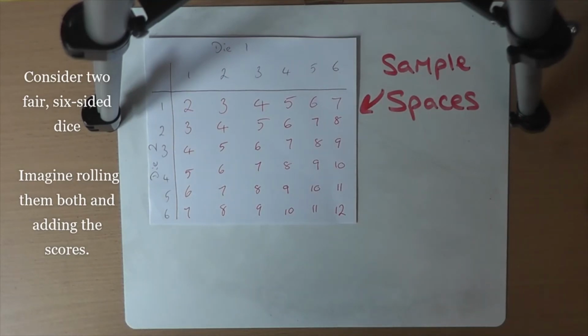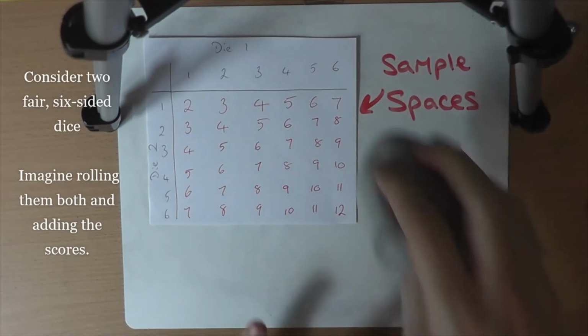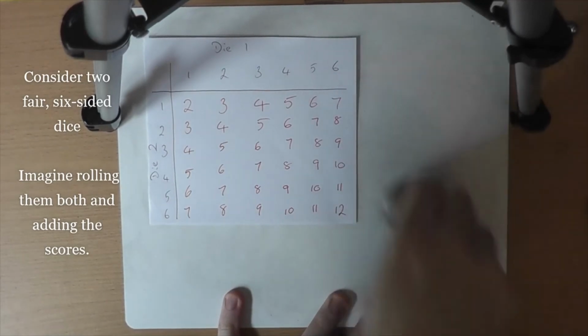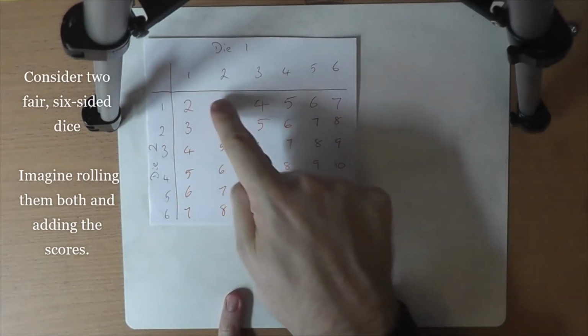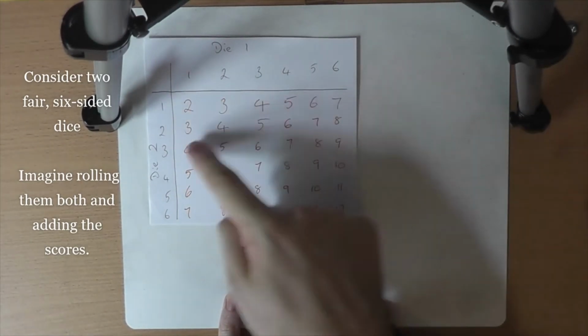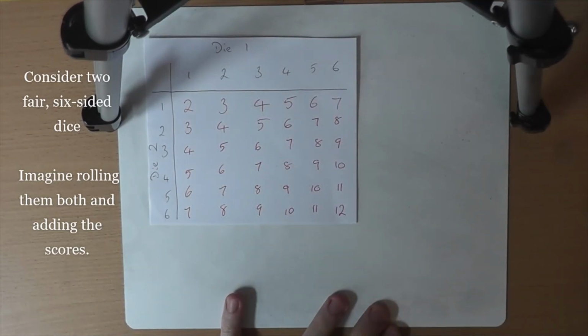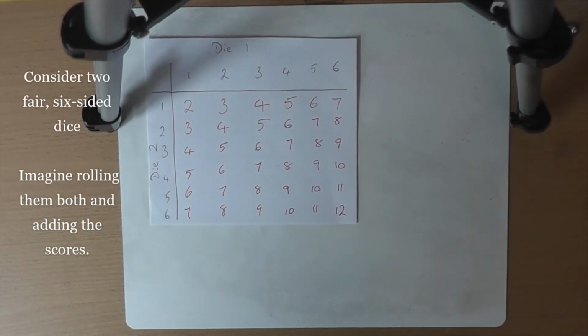Now we have our complete sample space, we can find some probabilities. Because once again, it's just a case of counting up how many of the outcomes are what we're interested in and how many outcomes there are in total. Well, first of all, we need to know how many outcomes there are in total. There's 1, 2, 3, 4, 5, 6, and then 6 rows of that, giving us 36 outcomes in total.